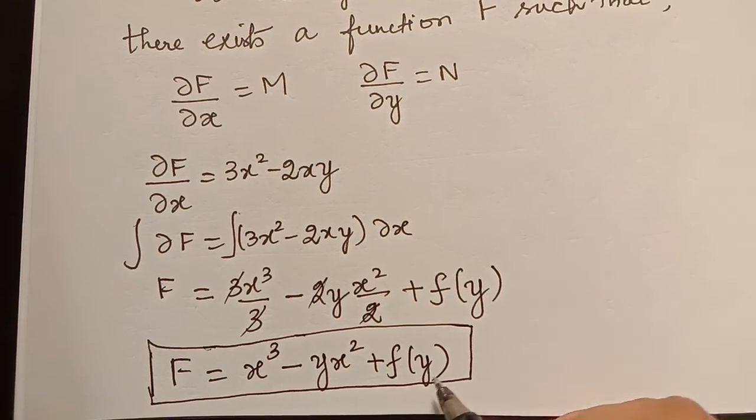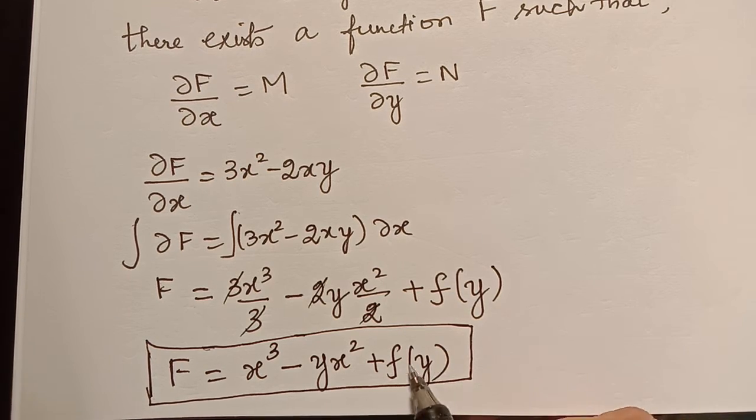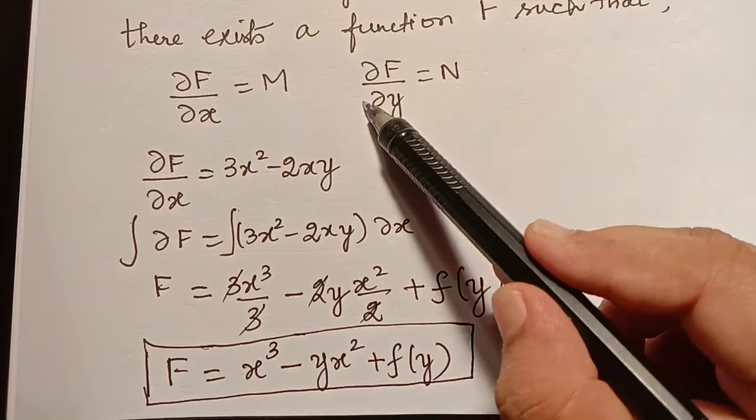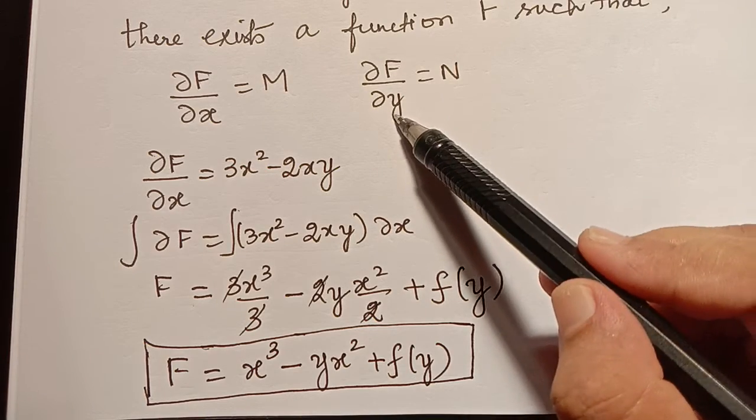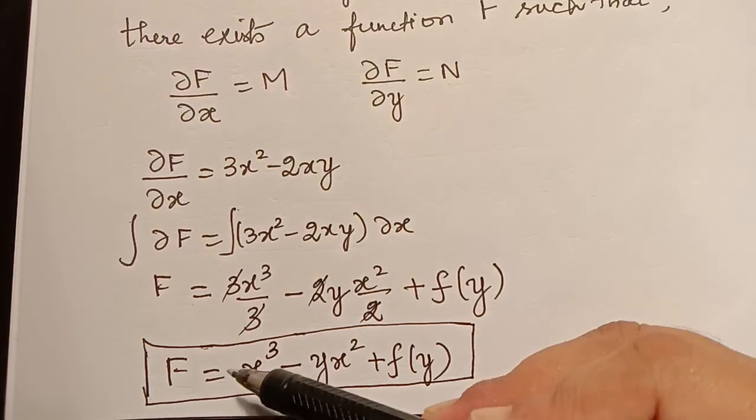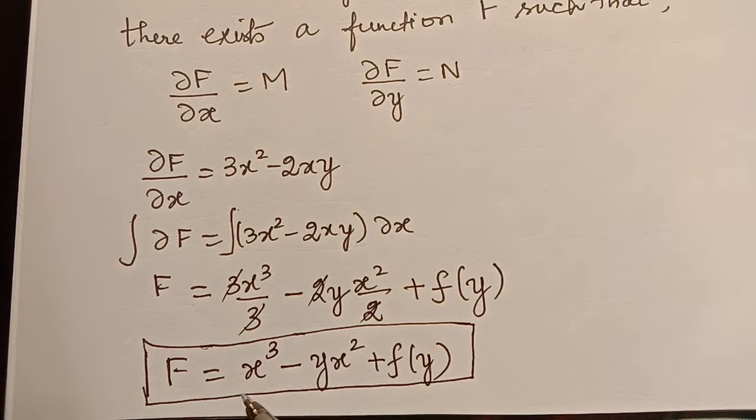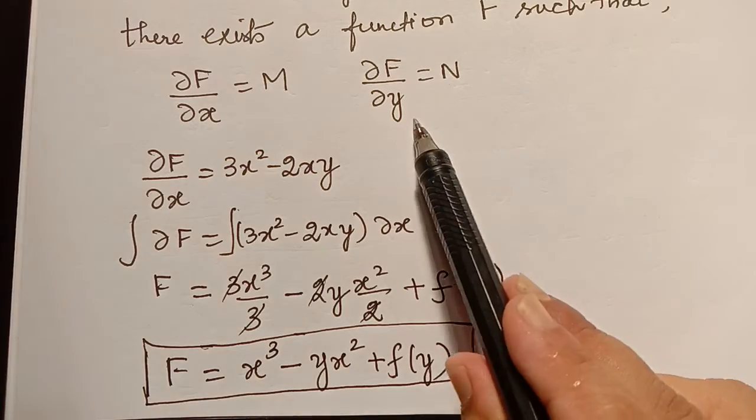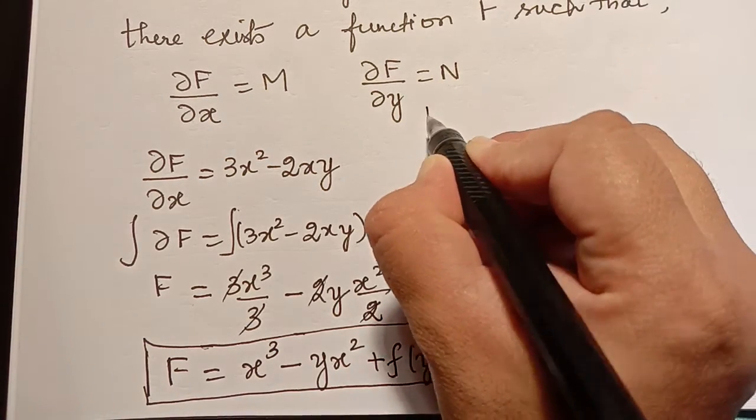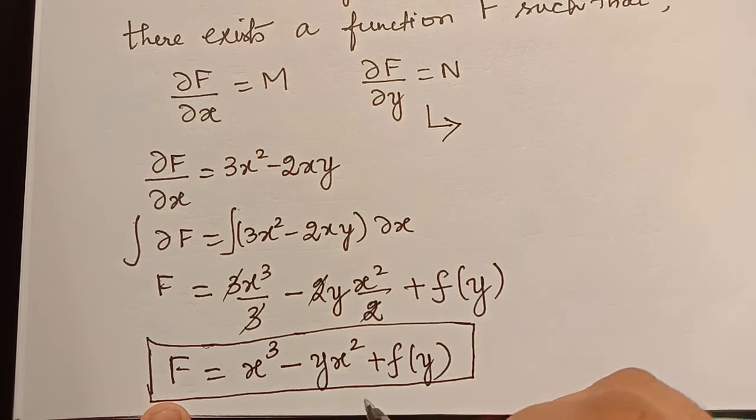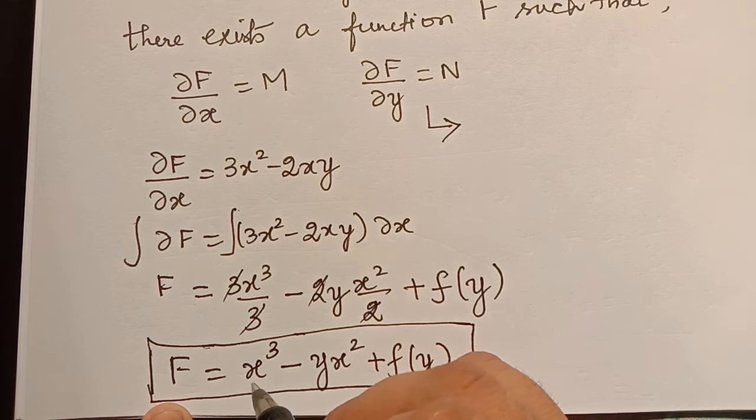So now we have to find f(y). How will we be finding this f(y)? To find this f(y), we will be using this concept, that is ∂F/∂y is equal to N. Now F is what? This. So ∂F/∂y will be the partial differentiation of this function with respect to y. So we have to differentiate this partially with respect to y. So x³ will be treated as constant.